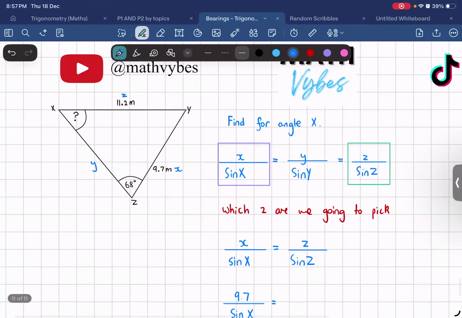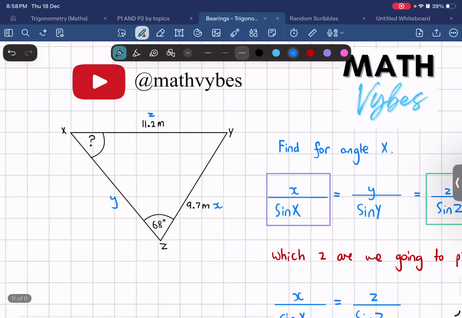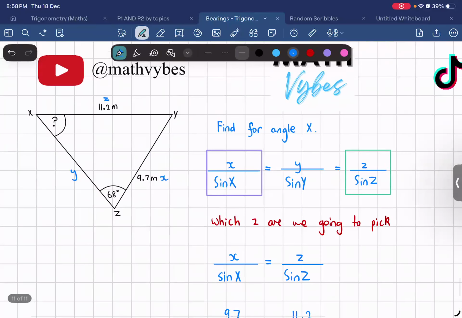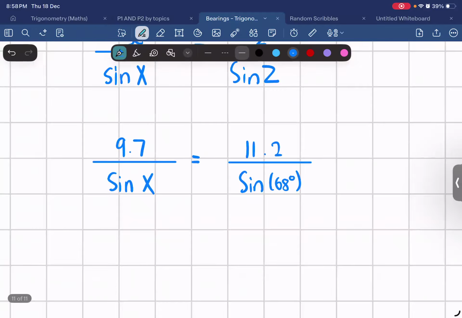Do we know what length z is? Yes, sir. What's length z? 11.2 meters. Right. 11.2. Do we know what angle z is? Yes, sir. Angle z is 68 degrees, right? So anytime you have two fractions, what you should do? Anytime you have two fractions, cross multiply. Let's go here. Cross multiply.